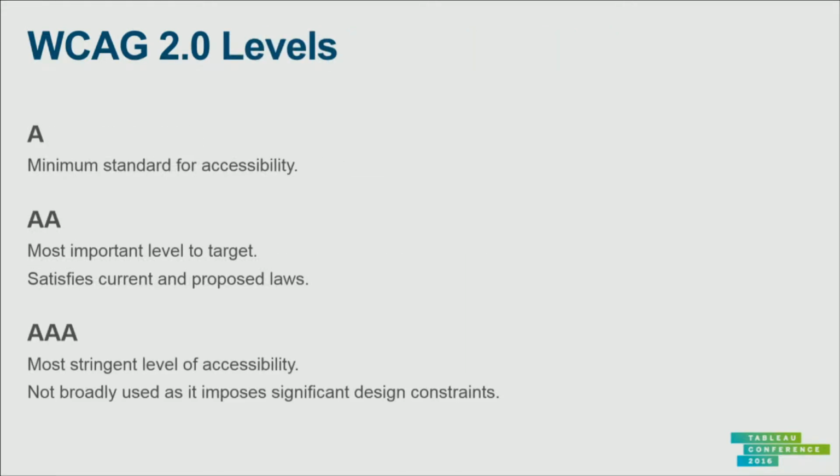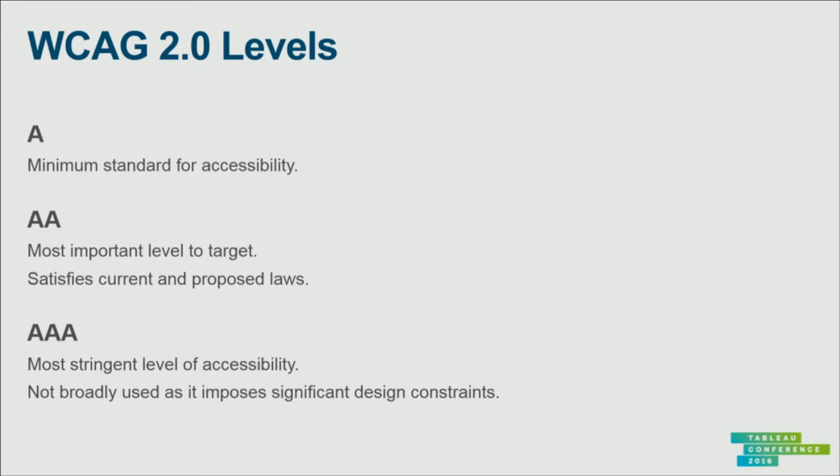So in WCAG 2.0, which is the current version, there are three levels of conformance. They use the word conformance rather than compliance. So the first, kind of the minimum standard, is called A. So it's an A rating. The way the WCAG is organized is there's a bunch of statements, it does this, it does this, it does that. And some of them will be tagged with A, some with AA, some with AAA.